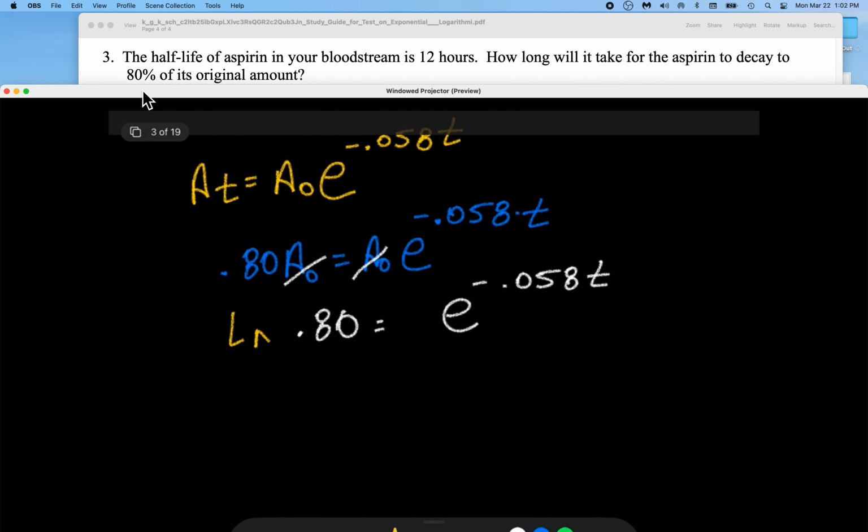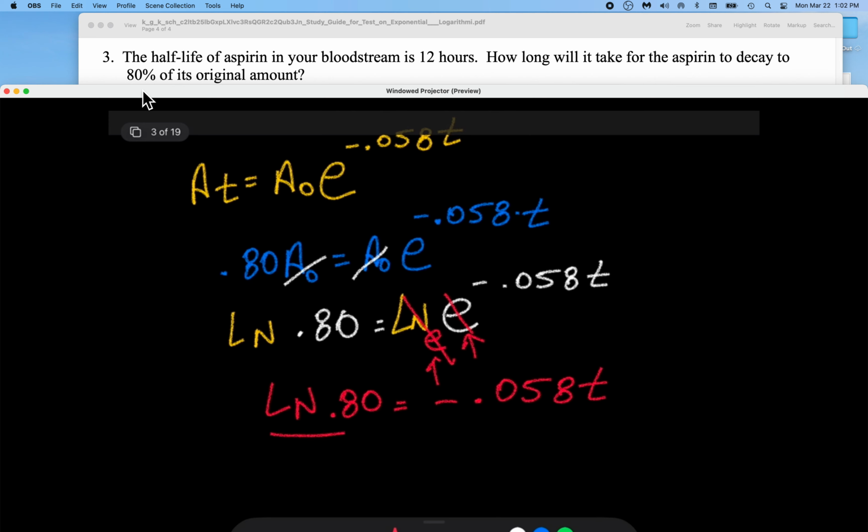We take the natural log of both sides. Why do we use natural log instead of regular log? Because natural log has a base e. Whenever the base of the log matches the base of the argument, these cancel. So we have ln of 0.80, which is very calculator friendly, equals 0.058t. This is going to end up being a negative number, and you're going to get t equals 3.84 hours.